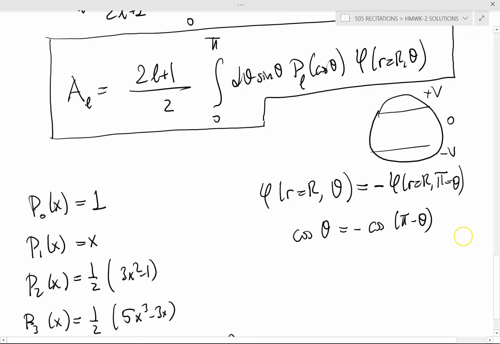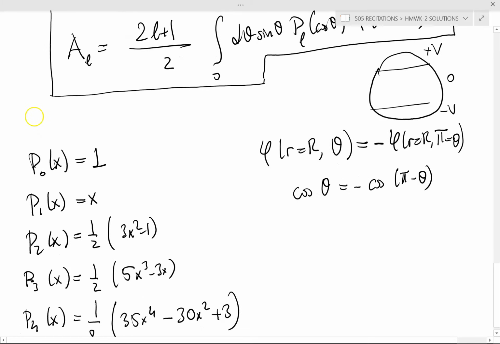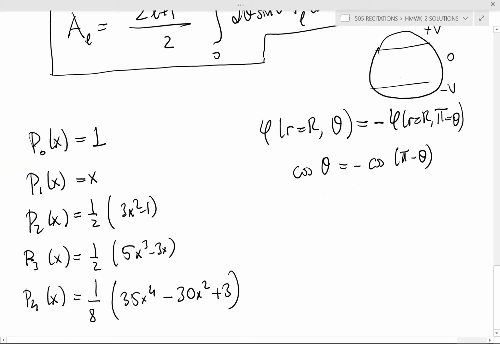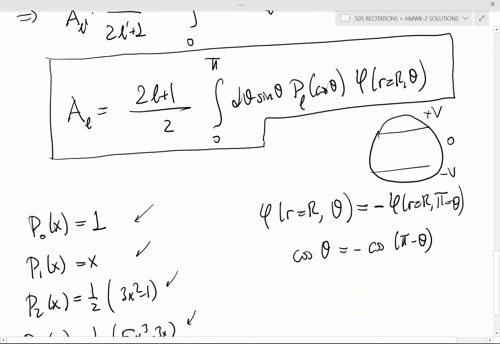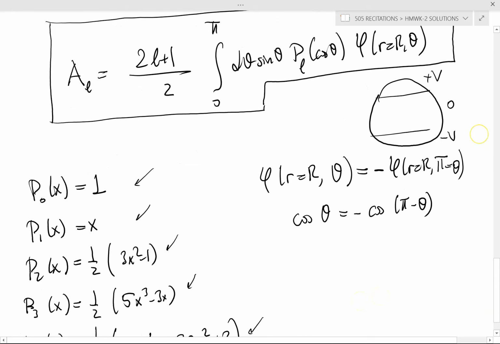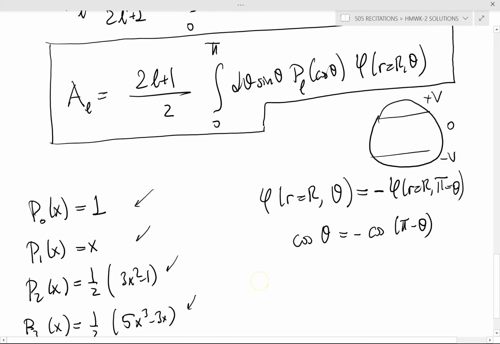Why am I doing this? Because the Legendre polynomial has the argument cosine theta, and you see this one is an even function, this one is an odd function, even, odd, and even, and it goes on like this. However, in order to satisfy my boundary condition for plus V and minus V, I can only choose the odd powers of the Legendre polynomials. Otherwise, I cannot obtain this antisymmetry.